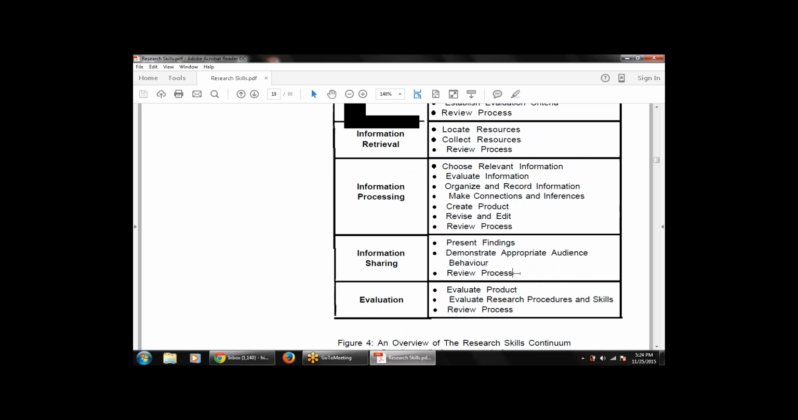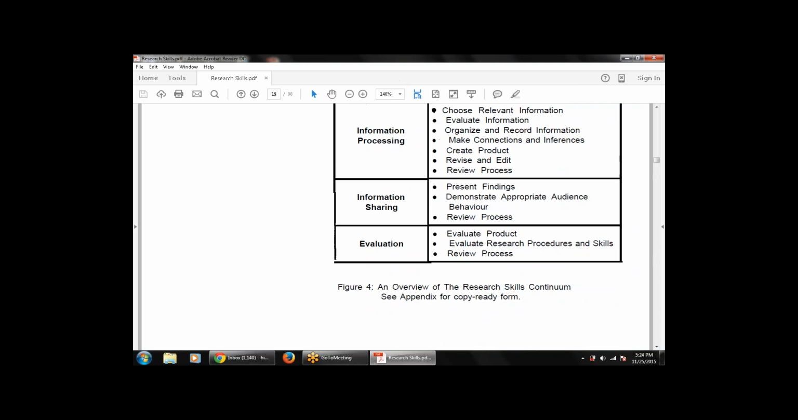Then the next is demonstrate appropriate audience behavior. That means carry out or demonstrate the appropriate audience behavior, what the main appropriate audience behavior is. Then next is the review process. So that is information sharing: present the findings, demonstrate the appropriate audience behavior, then review process.